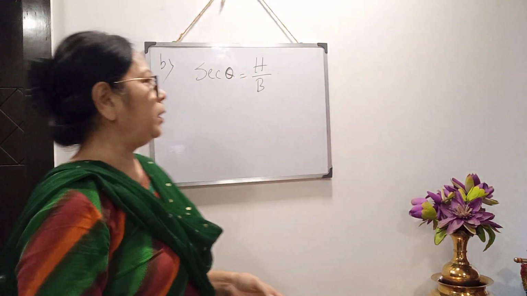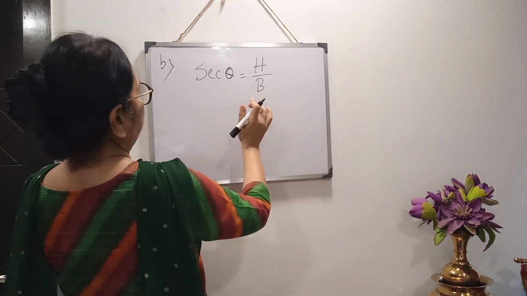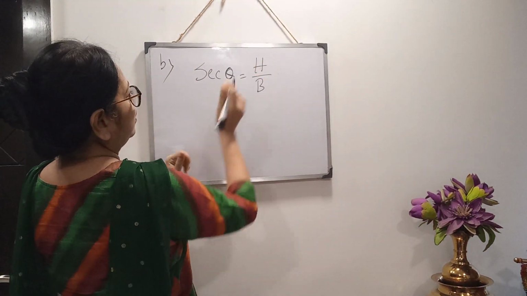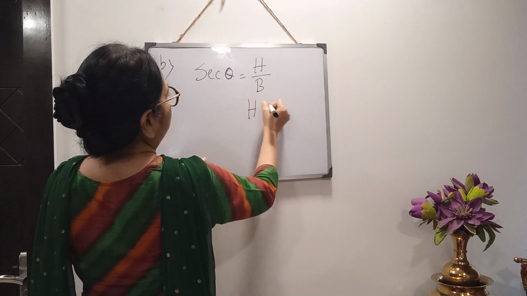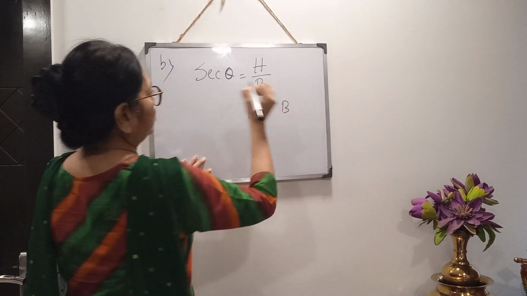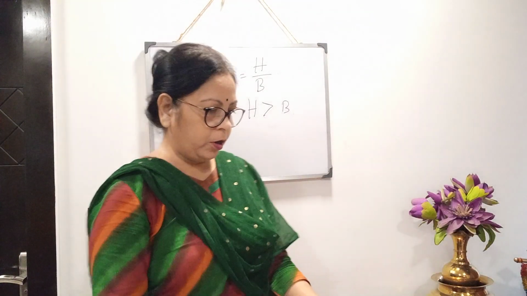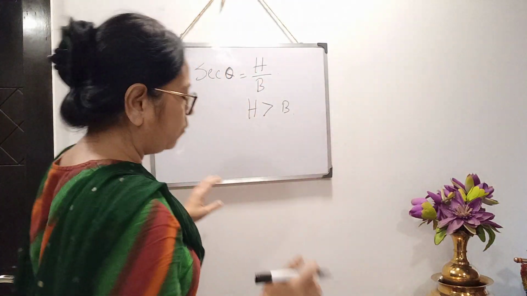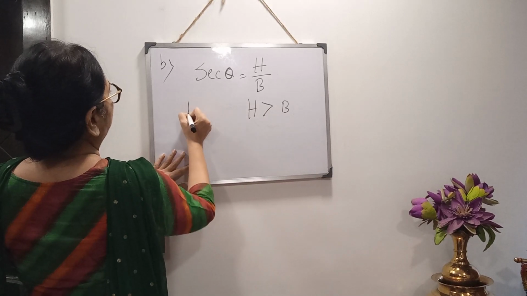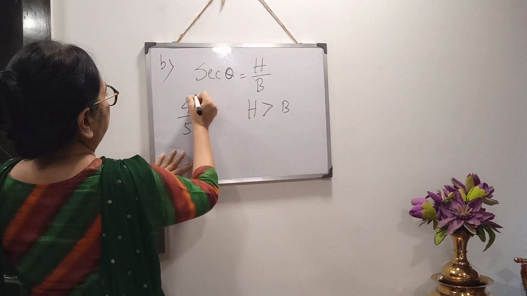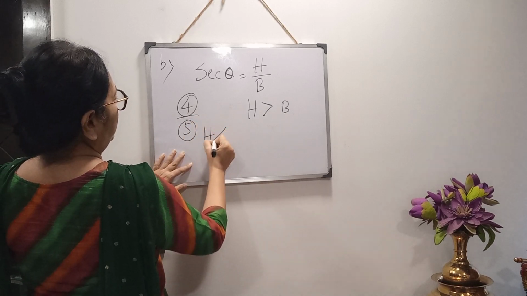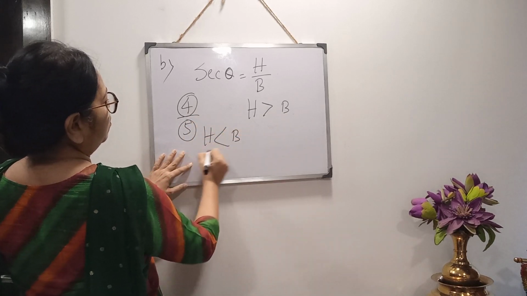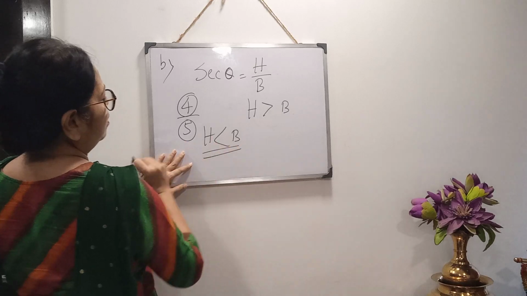Now you know in any right angle triangle, the hypotenuse is the greatest side. So hypotenuse will always be greater than base. Now for sec theta, if we consider the first one, 4 by 5, here you see it is hypotenuse and it is base. In this case it is coming less than base. So it is not possible. Clear? It is never possible.